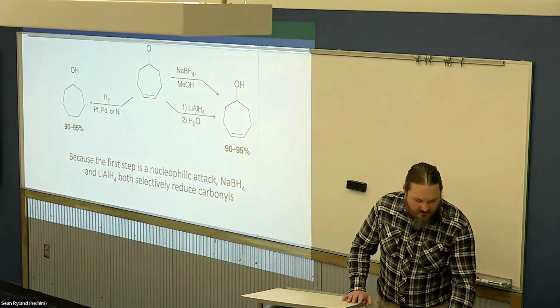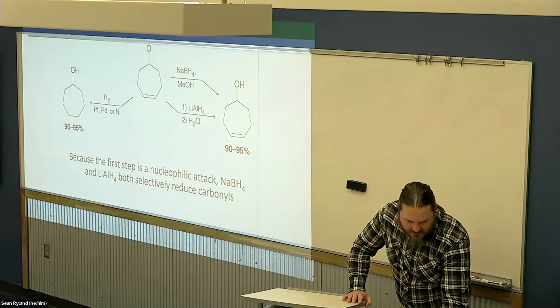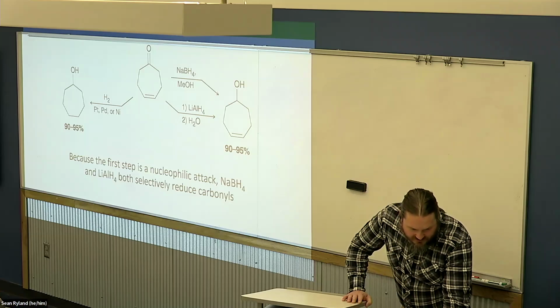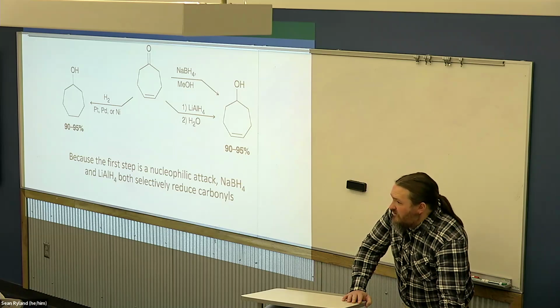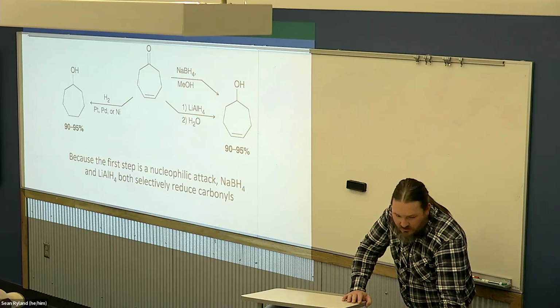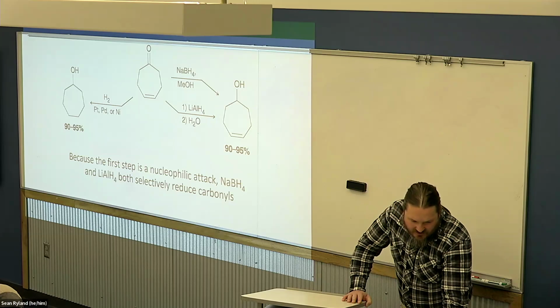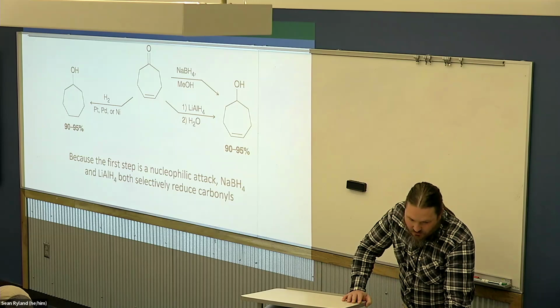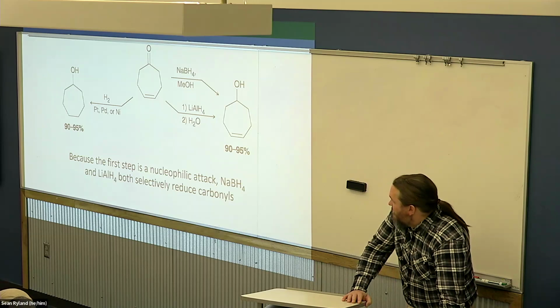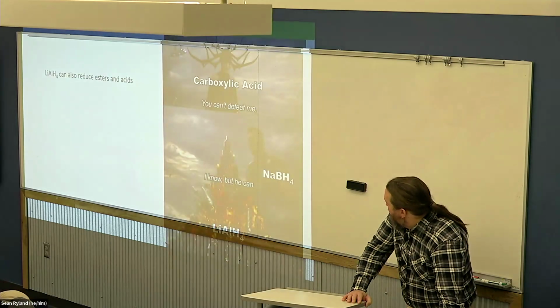The other place where lithium aluminum hydride is useful is that you can also reduce acid derivatives with it. It's a strong enough reducing agent. We can actually take those acid derivatives like esters and amides and turn them back into a more reduced form.